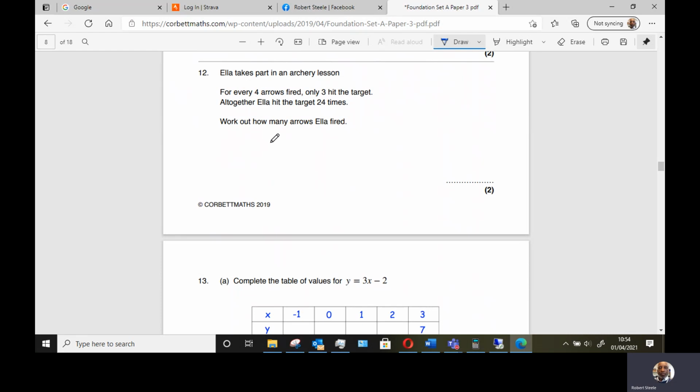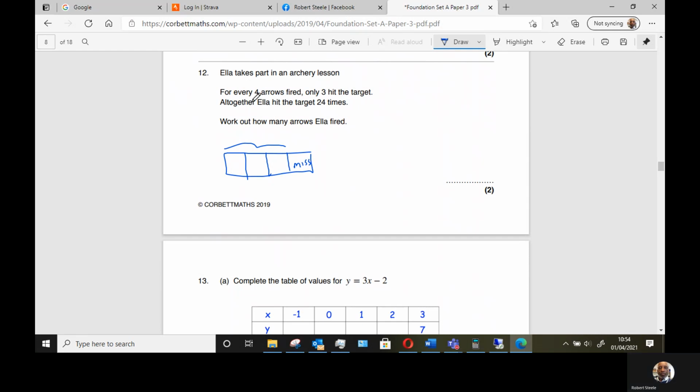So again, this is something else that could benefit from a sketch. For every 4 arrows fired, 3 hit and 1 misses.